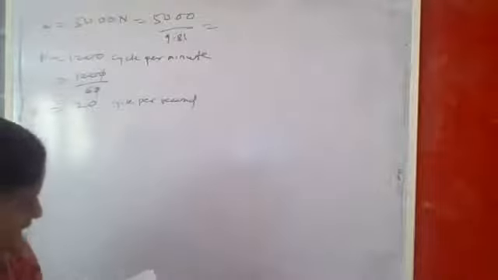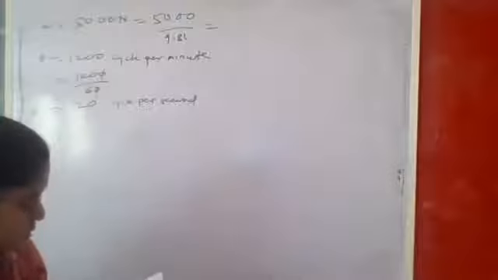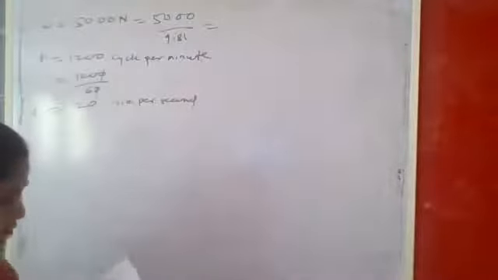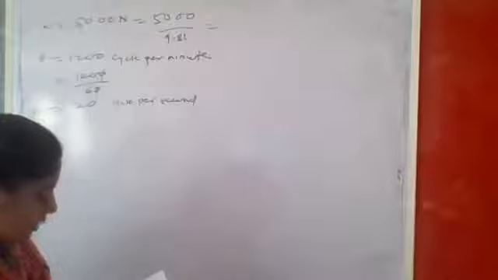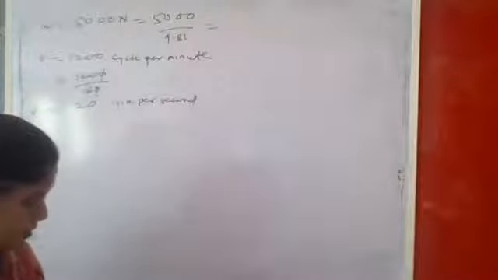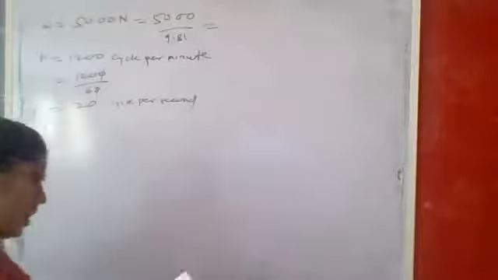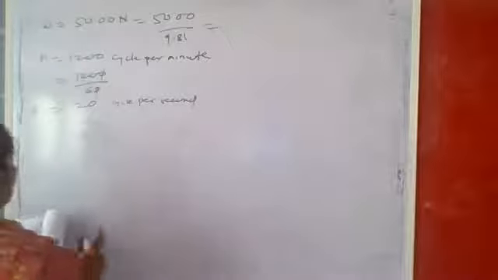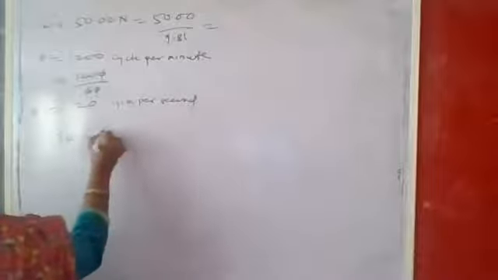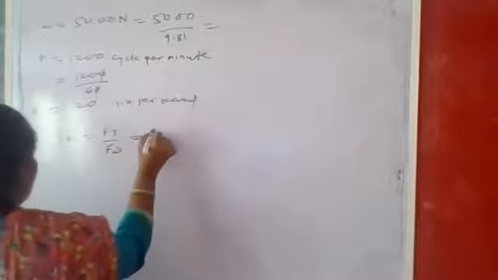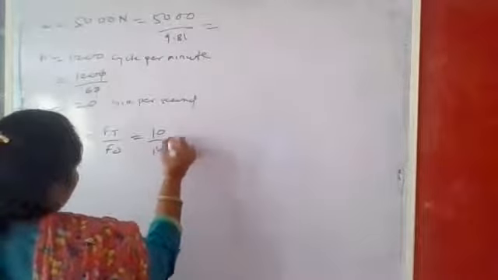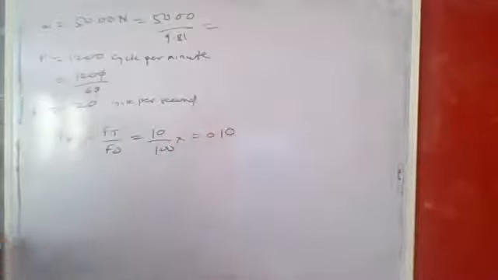Next point. Look here at the TR ratio given in the last sentence: calculate the stiffness of spring required such that motion of the base of the equipment is limited to 10% of the floor vibration. 10% of the floor vibration means the ratio FT to F naught, that is the TR ratio, is given as 10 divided by 100, equal to 0.10. So from that you can directly calculate the value of R.